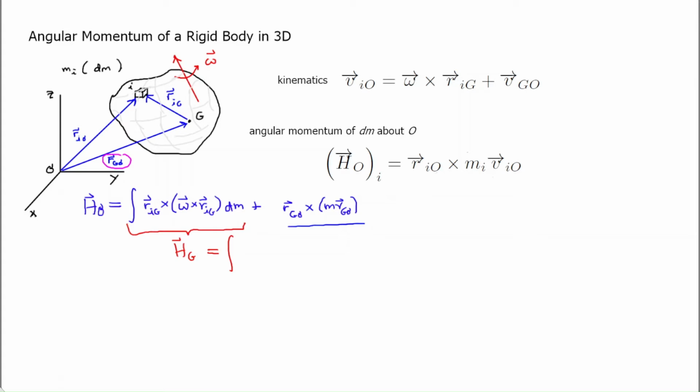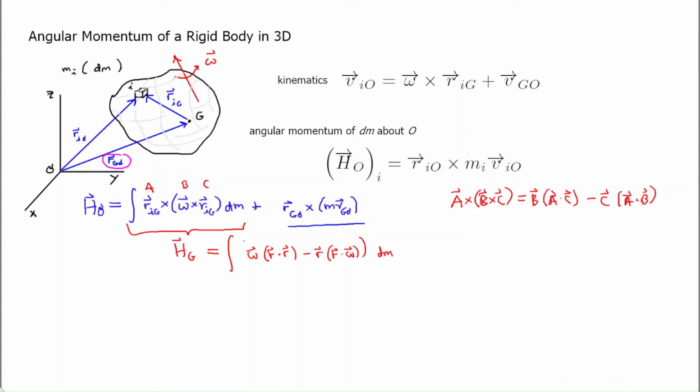Now what we can do is use the BAC-CAB rule that you may be familiar with to simplify this triple cross product. That says A cross B cross C, a vector identity, is B times the dot product of A and C, minus C times the dot product of A and B. So we've got our A, B, and C here. H sub G becomes the integral of omega times R dot R, minus R times the scalar R dot omega, dm.